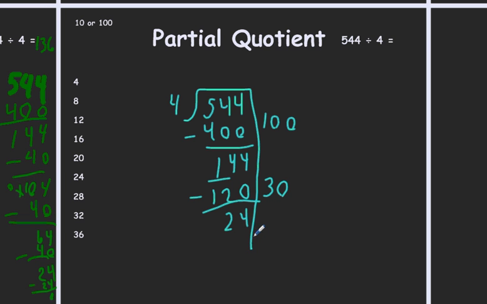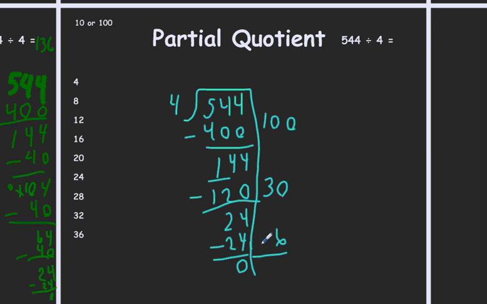So now 24. Now if I look over here, 24 is a multiple of 4. 1, 2, 3, 4, 5, 6. 6 times 4 is 24. So I'm going to put my 6 over here. 6 times 4 is 24. And I subtract to see how much I have left, and I have nothing left. A beautiful 0, so I do not have any remainder.